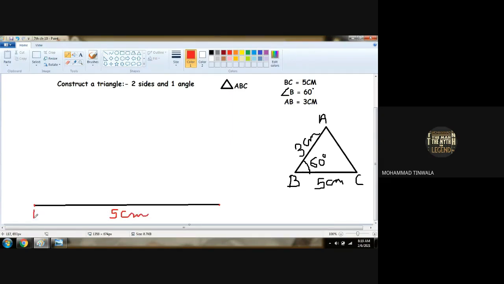And we will give this name as angle B and C. Okay, boys? Any doubt with this? Now placing the protector. What is a protector? To measure the angle, we have to use a protector.